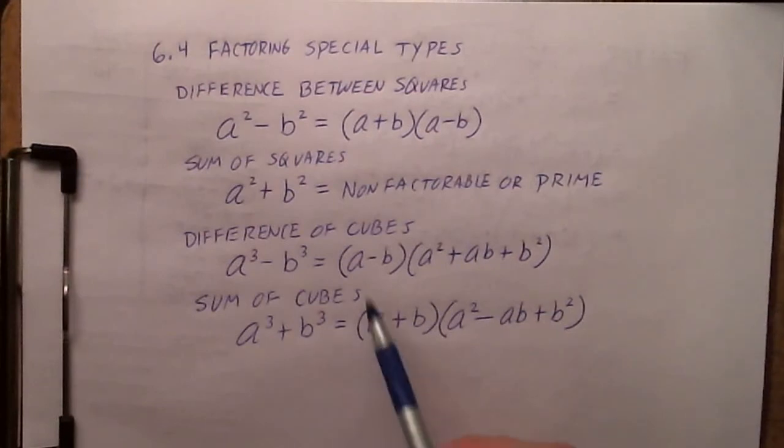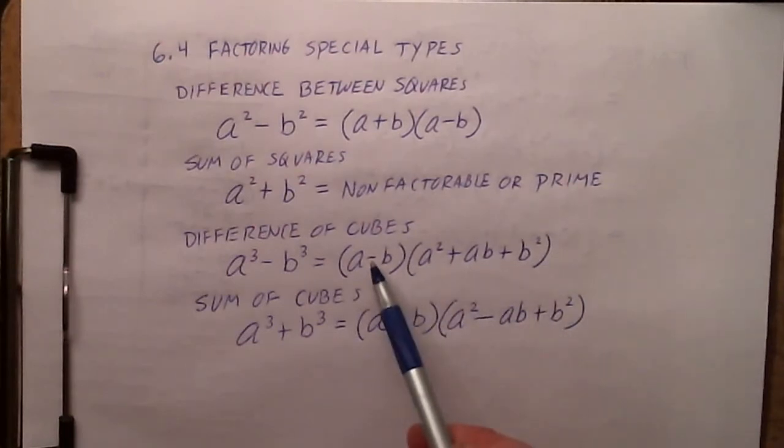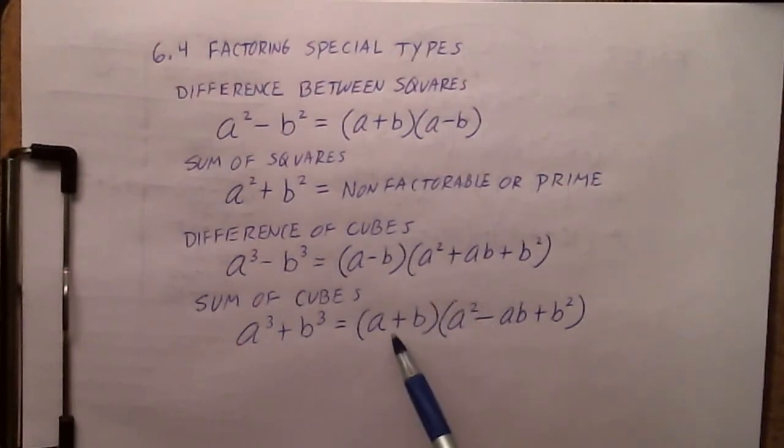Notice the only difference between factoring the difference of cubes and the sum of cubes is that the patterns are identical. The only difference is where the negative signs are. Here the minus sign is in between a and b, and you have a plus sign between a squared and ab. Here you have a plus sign between a and b and a minus sign between a squared and ab.